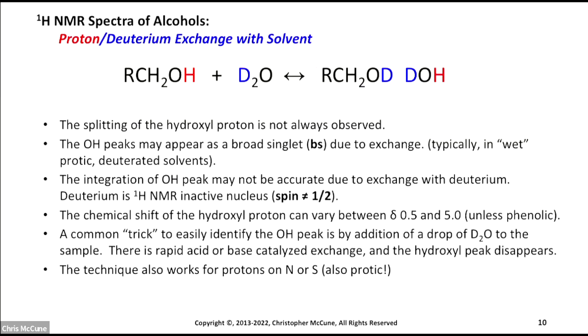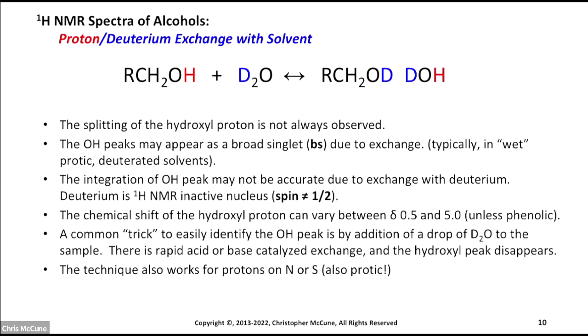Also, hydroxyl groups and amines, not as much as hydroxyls, but things that can hydrogen bond and exchange tend to be broad in the NMR. So you'll see a broad signal usually for those. And the splitting patterns just do not show up well for those hydrogens. They just look like broad singlets, unless you're in a very dry solvent, okay, where you're not exchanging at all. So the splitting of the hydroxyl proton is not always observed. The OH peaks may appear as broad singlets (BS) due to exchange. The integration of the OH peak may not be accurate due to exchange with the deuterium.